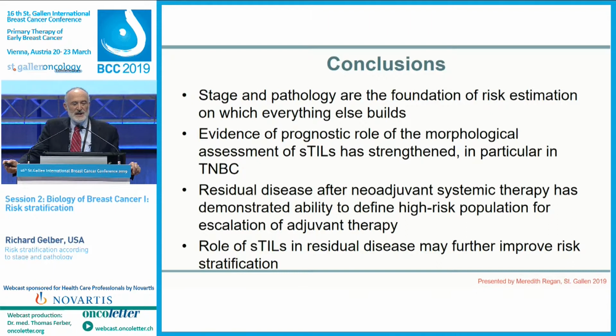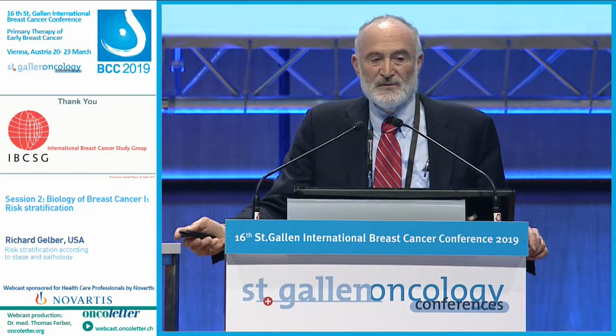In conclusion, stage and pathology are the foundation of risk estimation on which everything else is built. Evidence of the prognostic role of morphological assessments of stromal TILs has strengthened, in particular in triple-negative breast cancer. Residual disease after neoadjuvant systemic therapy has demonstrated ability to define a high-risk population for escalation of adjuvant therapy, and the role of S-TILs in residual disease may further improve risk stratification. Thank you very much.